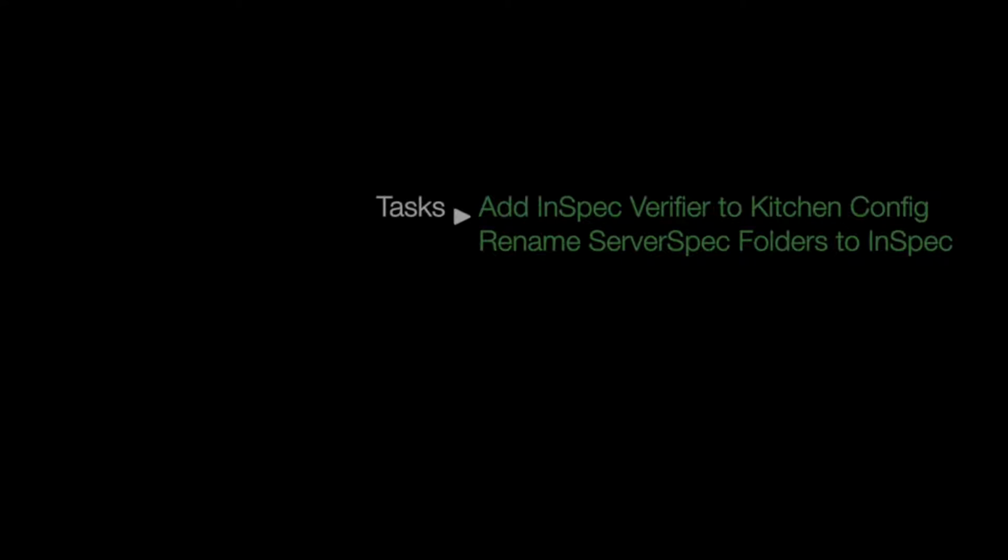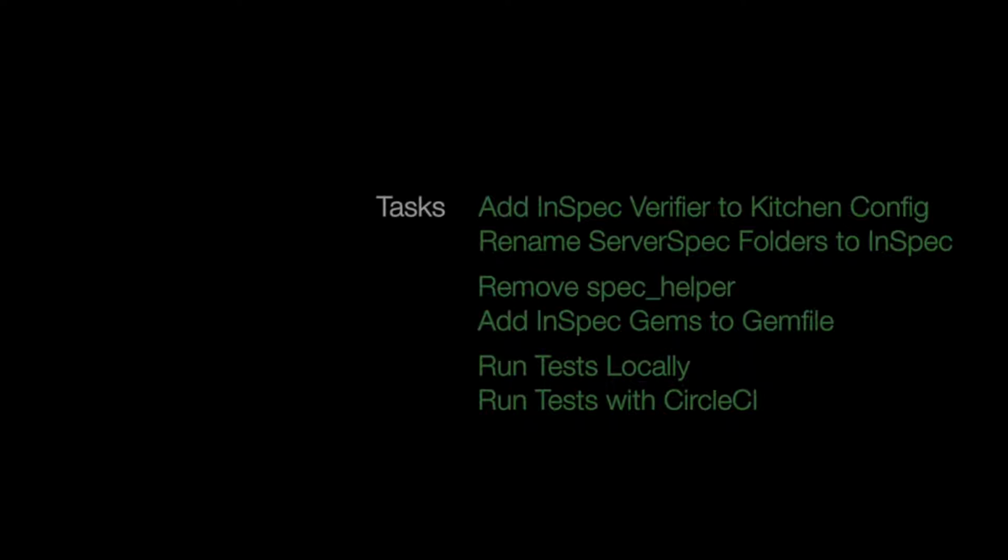The task that we're going to be completing is adding the InSpec verifier to the kitchen config, renaming the ServerSpec folders to InSpec, removing the spec helper folder and Ruby file that basically call the ServerSpec gem, adding the InSpec gems to the gem file, running the test locally, and then watching the test run in CircleCI.